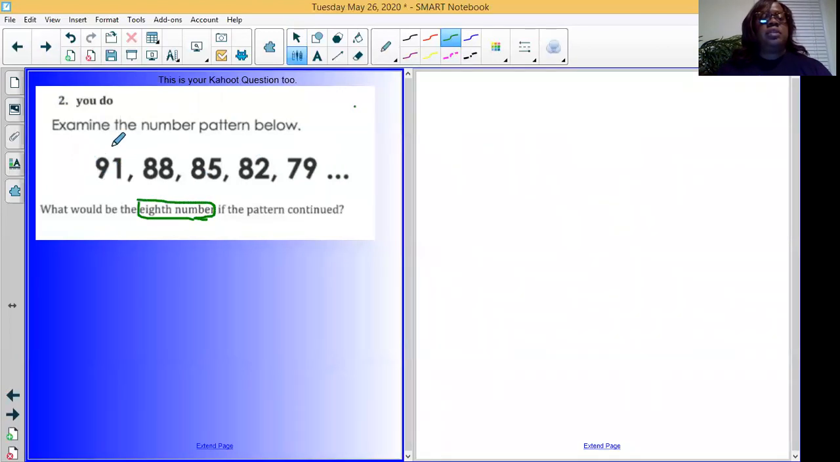How many numbers do you already have? You already have 5. You're exactly right. So you have to find the 6th, the 7th, and the final number, which is 8. You got to figure out what's your pattern. Look at your numbers. Are they increasing or decreasing? You're exactly right. The numbers are getting smaller. You're going from 91 to 88 to 85 to 82 to 79. So they're decreasing. So that means you're going to have a minus something. So take 91 and subtract 88 from it and see what your pattern is. And continue on until you get your 8th number.